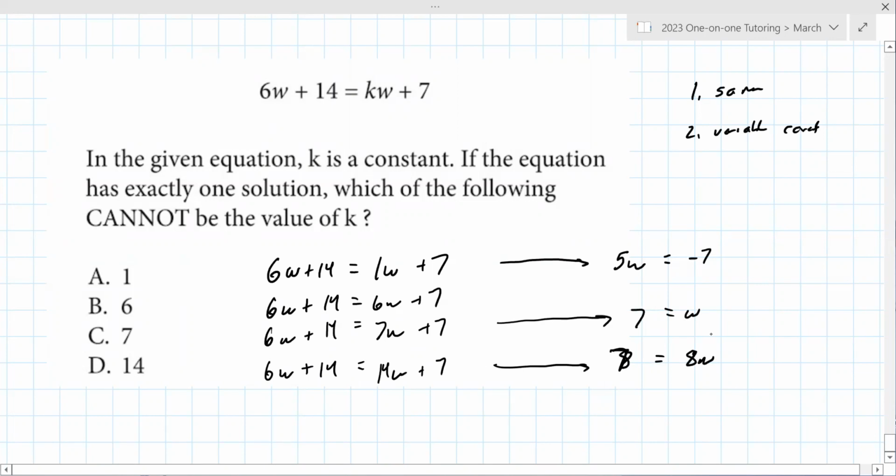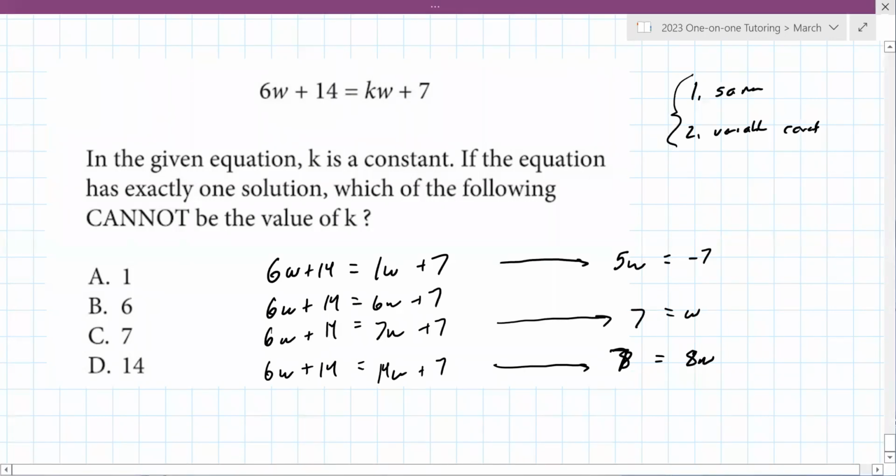So do you see how 3 of these give you a solution, but B does not? And really what you're looking for is the same versus what's different.